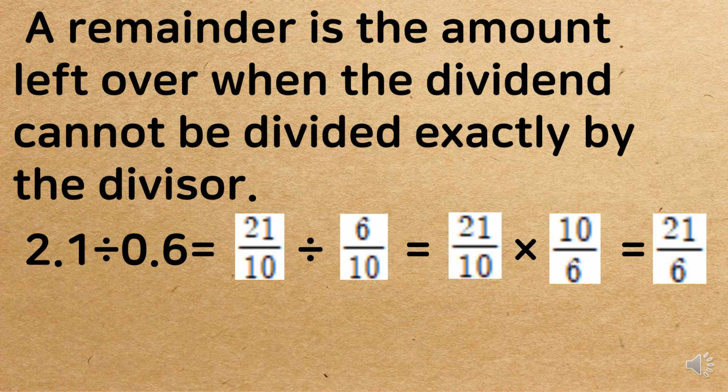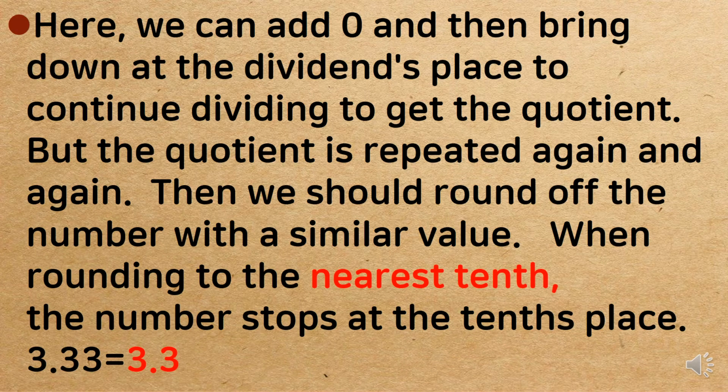A remainder is the amount left over when the dividend cannot be divided exactly by the divisor. 2.1 divided by 0.6, they are in the tenths place, so 21 over 10 divided by 6 over 10 equals 21 over 10 times 10 over 6. Cancel out 10, 10, equals 21 over 6. Here we can add 0 and then bring it down at the dividend's place to continue dividing to get the quotient.